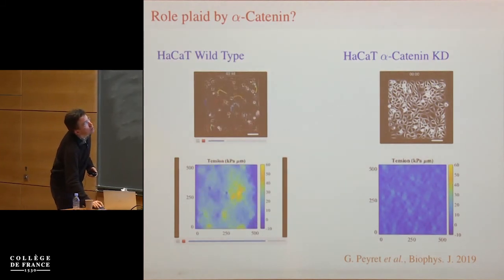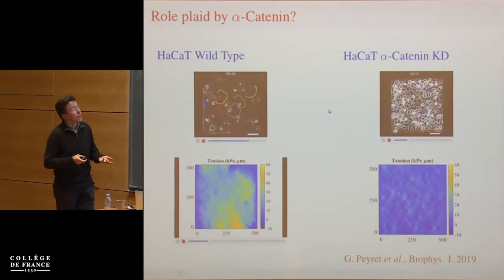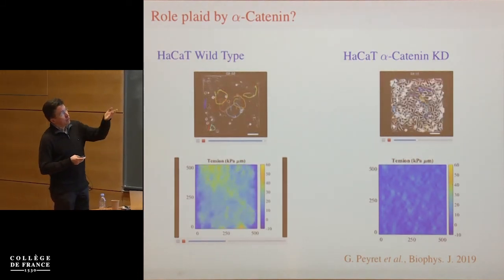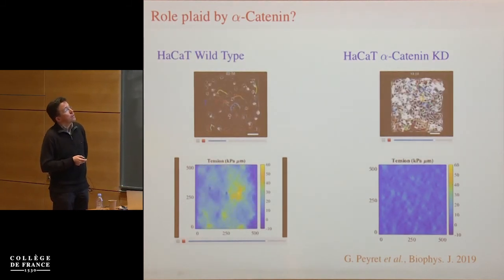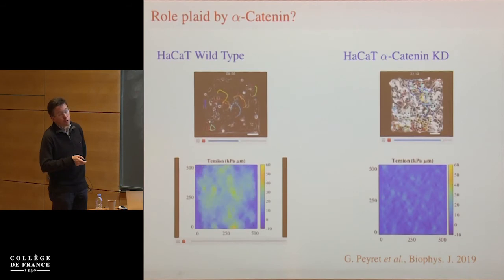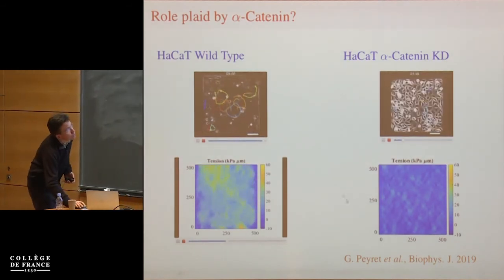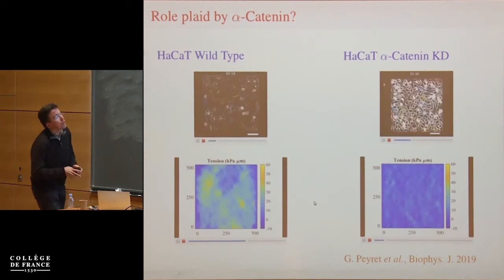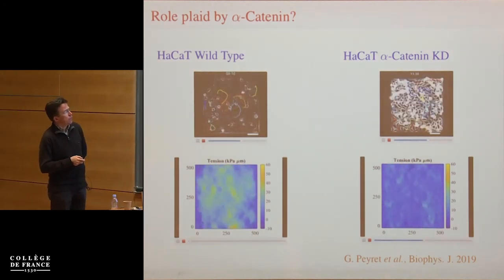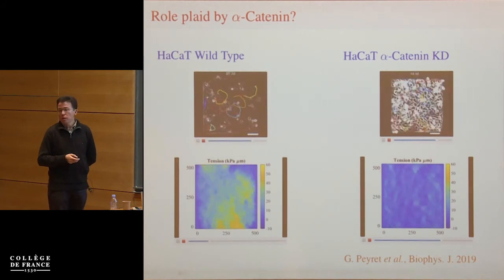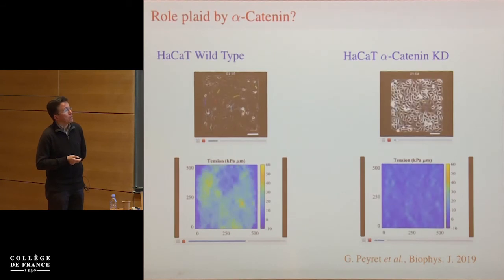In the absence of alpha-catenin, the tissue cohesion is lost. So again, the number of cell extrusions increases, and the circular trajectories are also lost. Now, if I move to tensions, we find a reduction by a factor of, I think, 3 or 4 in the average value of the tension in the monolayer.